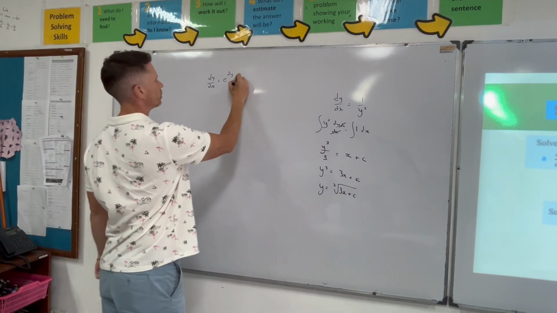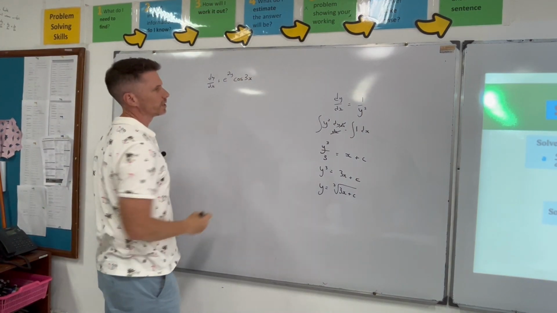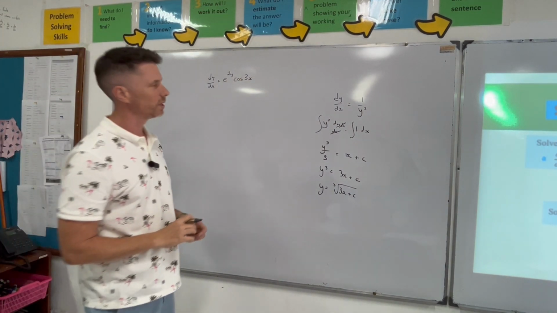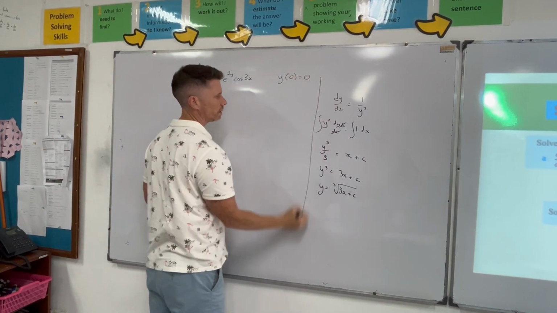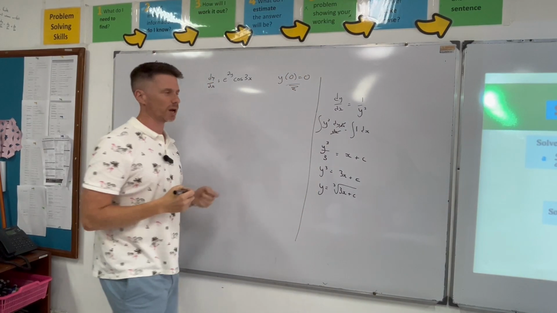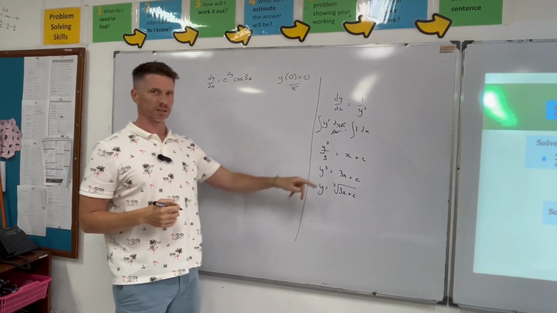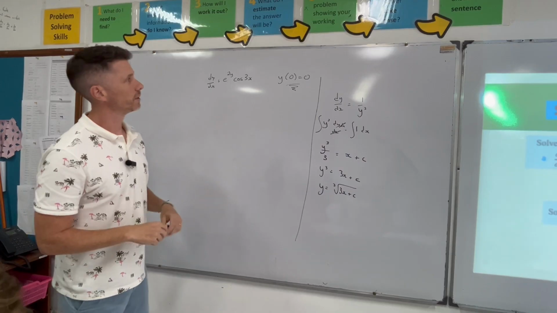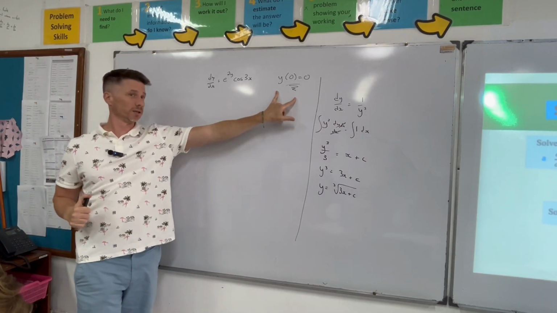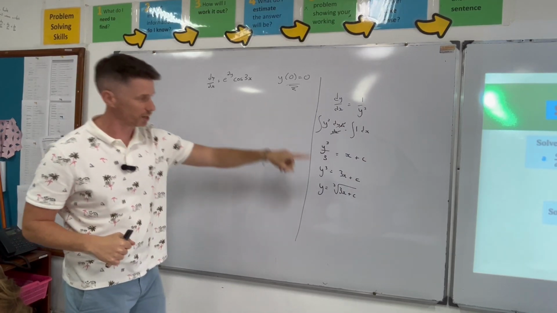2y cosine 3x. Okay, so this is going to be the most complicated example. You can see here we're given some. How's this answer going to be different than this answer? We're going to find c. Yeah. They've given us a particular solution that we're looking for, not a general solution.